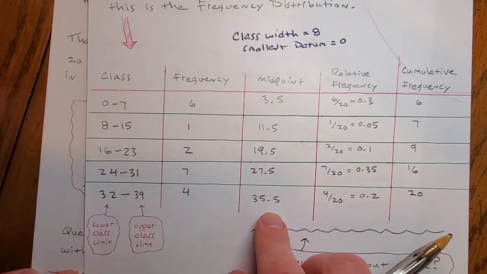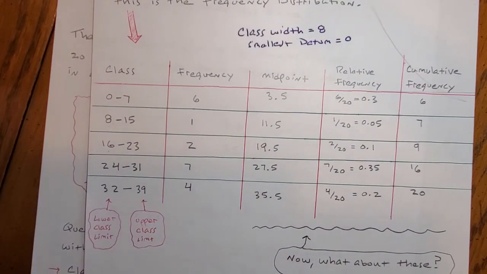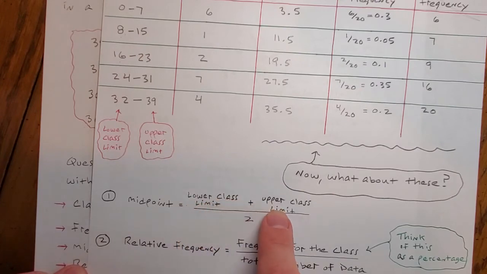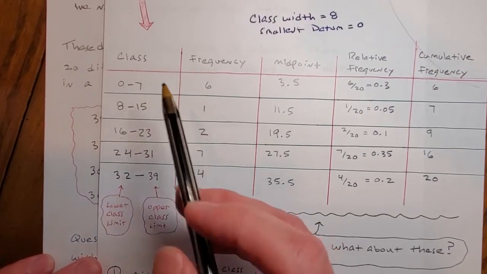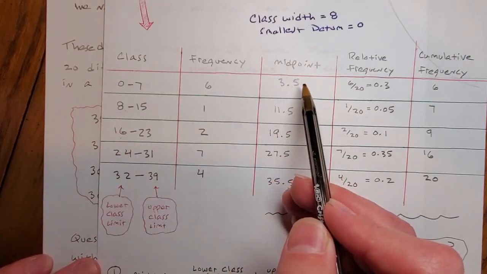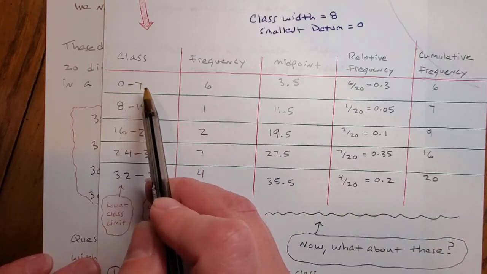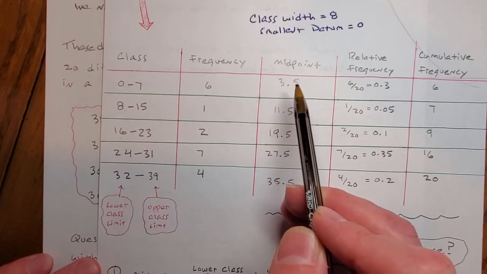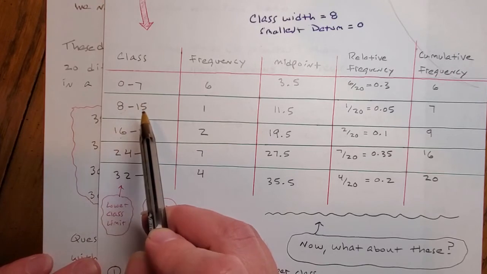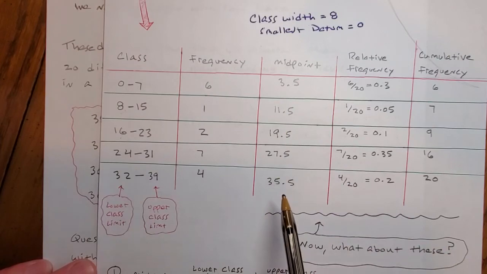For some things that I'll talk about later on, we might want the midpoint of the class. The midpoint for any class is the lower class limit plus the upper class limit divided by 2. For this first class, to find the middle of that class, I would say 0 plus 7 divided by 2, which is 3.5. To get the midpoint of the next class, I would take 8 plus 15 and then divide by 2, and that's 11.5. That's how I get the midpoint.